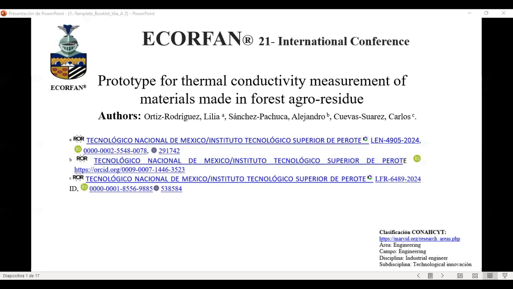Prototype for thermal conductivity measurement of materials made in forest agro-residue. This project is presented by Lilia Ortiz-Rodríguez, Alejandro Sánchez-Pachuca, and Carlos Cuevas-Suarez from Instituto Tecnológico Superior de Perote in Perote, Veracruz, Mexico.